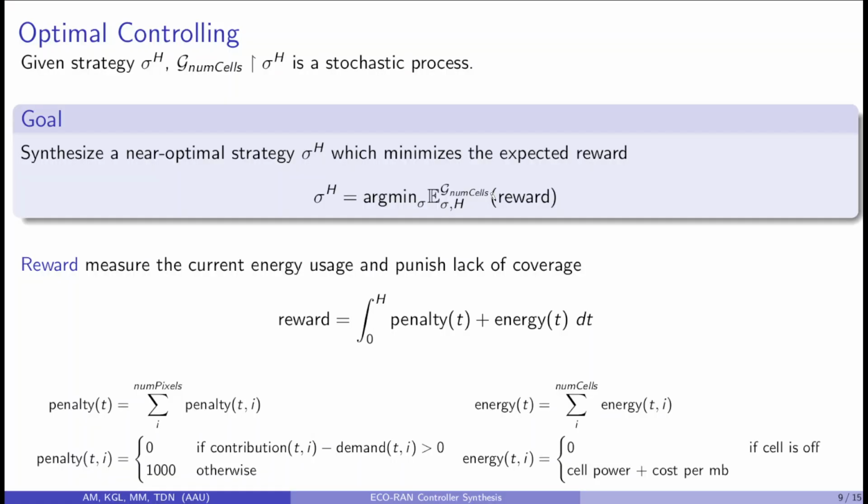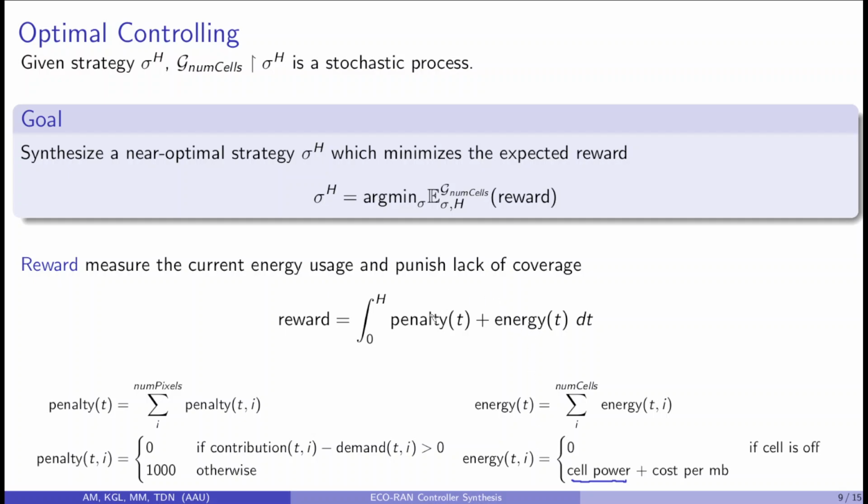In our concrete scenario, the reward is the following. It accumulates a penalty and an energy at a given point in time. So energy is defined as follows. We consider the number of cells that we have in the system right now, and if the cell is on, then the energy is the power that it costs to operate the cell plus some cost per megabyte. Otherwise, the energy is 0 if the cell is off.